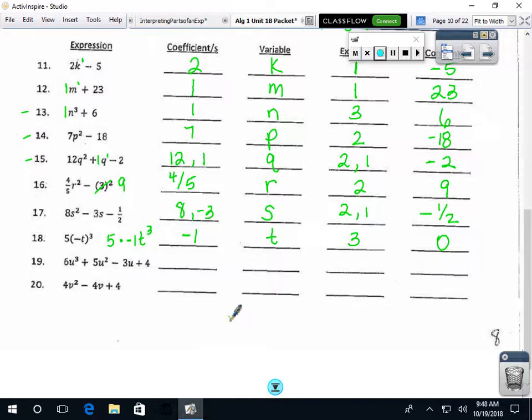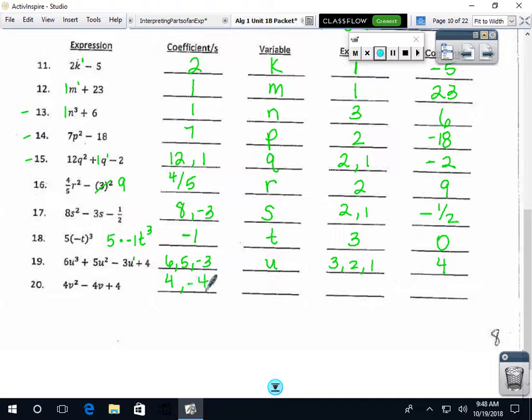Alright, number 19, what are the coefficients of this one? Right, 6, 5, and negative 3. What about the variable? U. The exponents? 3, 2, and 1, because this u is raised to the first power, and the constant, right. Then number 20, what are the coefficients?